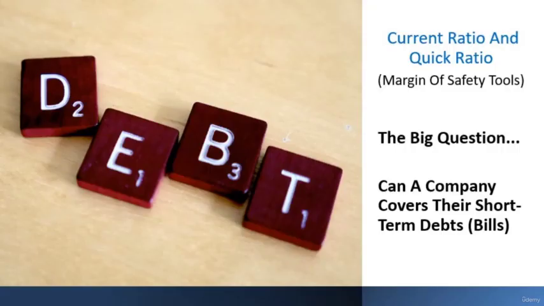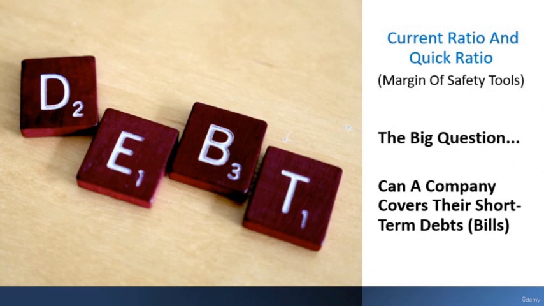So when you're looking at a margin of safety when you're investing in stocks, particularly a value stock that might be selling at a reduced price because something is going on with the stock, you want to make sure that they can pay their bills. Just like you or me, it's important that we're able to pay our bills. And we have measures that we can use to evaluate different companies on their ability to pay their current bills. Think of it as what we would call the current ratio and quick ratio, and these are margin of safety tools we're going to learn about in this lesson.